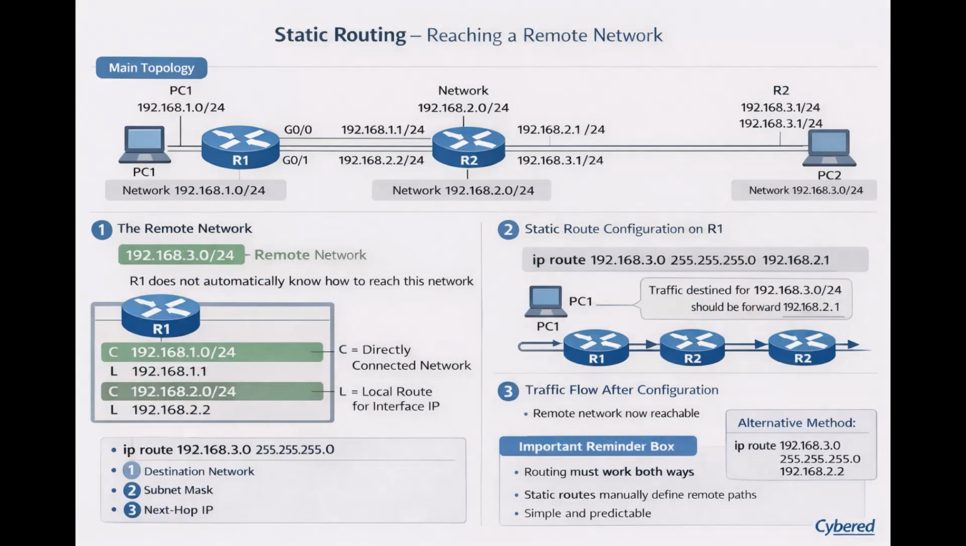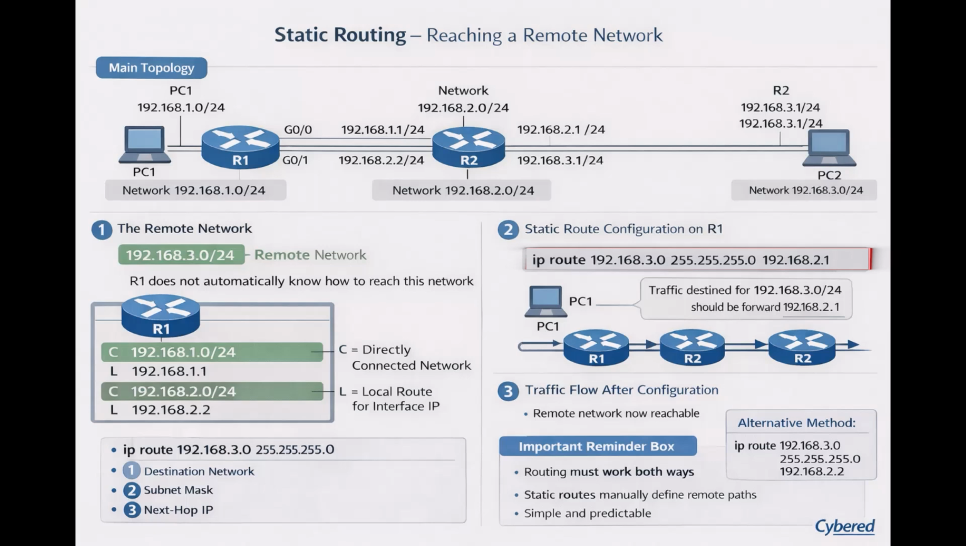This is where static routing comes in. A static route manually tells a router how to reach a remote network. Looking at the topology, traffic destined for the 192.168.3.0/24 network must be sent from R1 to R2, specifically to R2's 192.168.2.1 interface. In simple terms, traffic destined for 192.168.3.0 should be forwarded to 192.168.2.1.